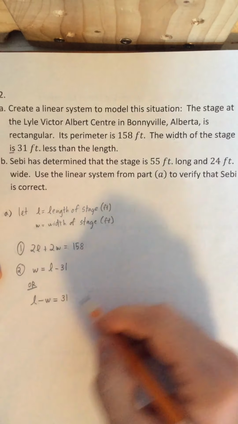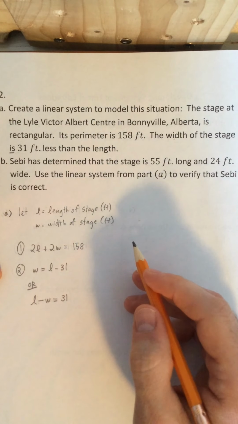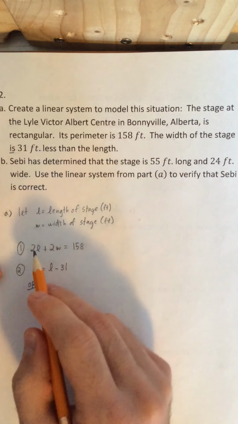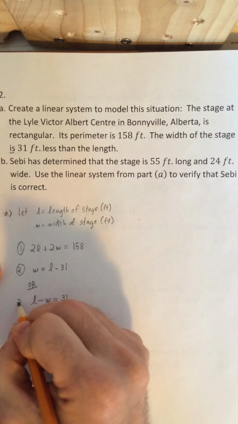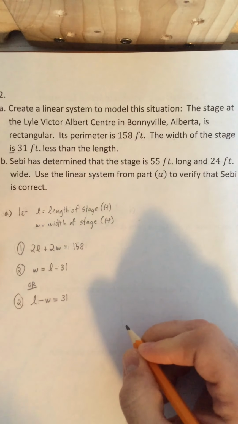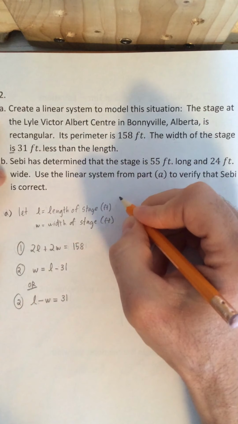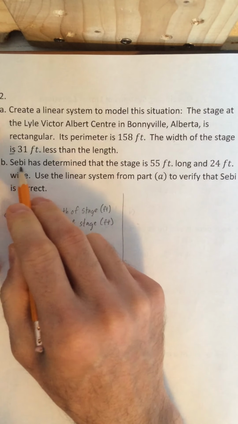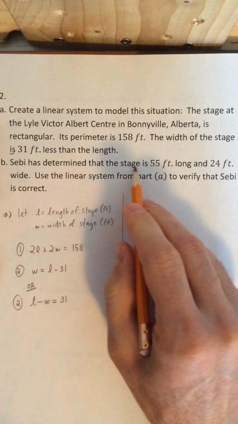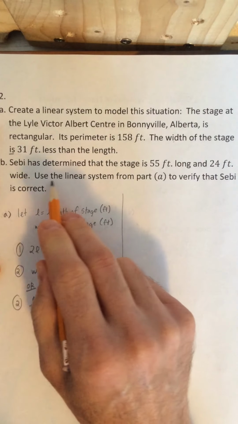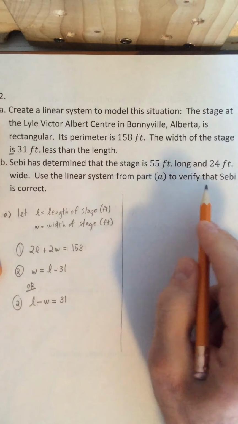Now, this is answering part A because it just asks us to create the linear system. So we start by writing our let statement, and then you should have 2 equations. This first one, and then one of these 2 second ones. For part B, what we're going to do is verify this equation. So Sebi has determined that the stage is 55 feet long and 24 feet wide. Use the linear system from part A to verify.